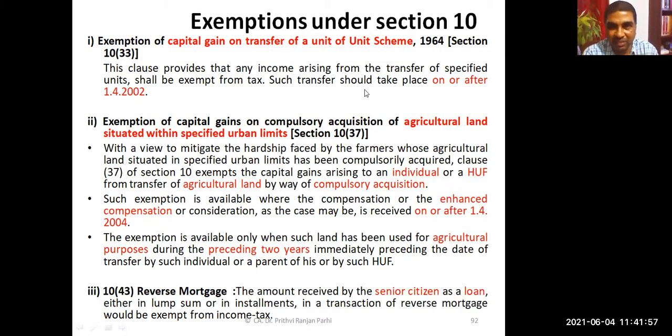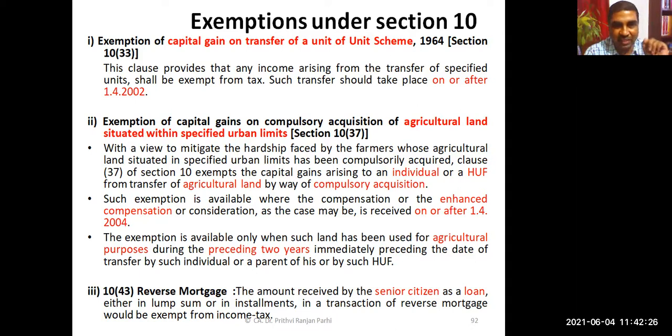Okay, so if some capital assets are transferred under unit scheme 1964, then that will be exempted. But such transfers should have taken place on or after 1/4/2002. If after this date some units are transferred under unit scheme 1964, then only it will be exempted. That you have to keep in mind.